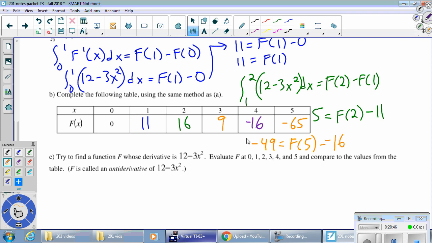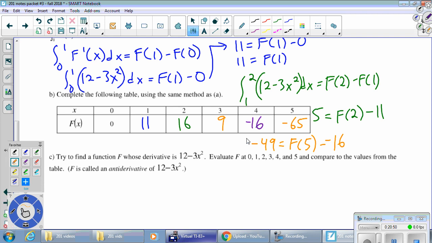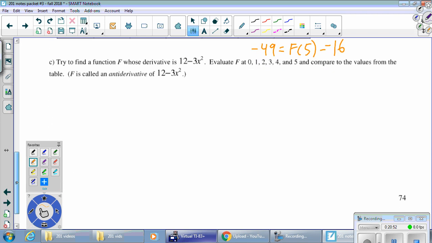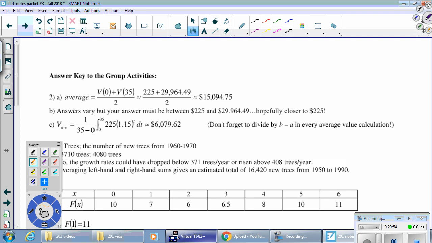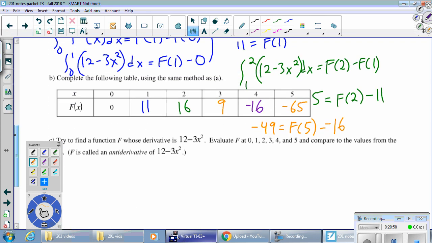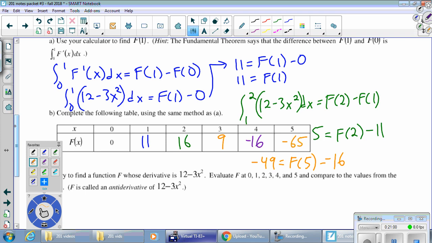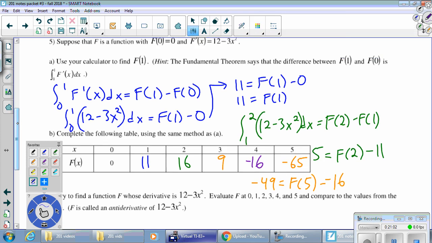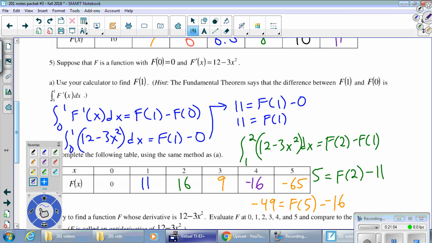Okay, then it says try to find a function f whose derivative is 12 minus 3x squared. Why are we doing that? Well, take a look at what we had here. We said we were going to think of f as being some function whose derivative is 12 minus 3x squared. And we intentionally called it a derivative so that we could use the fundamental theorem of calculus part 1.